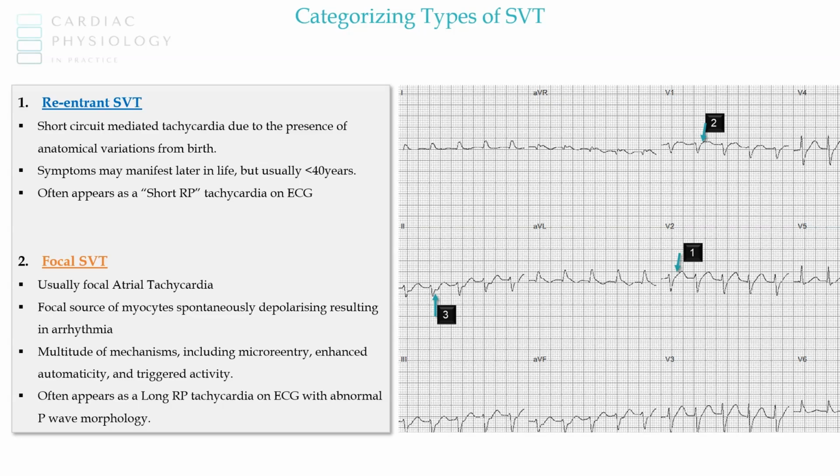But essentially, these are patients who have been born with anatomical variations of their heart from birth, and those anatomical variations predispose them to developing a reentrant arrhythmia. Now, they may not have their reentrant arrhythmia at birth.